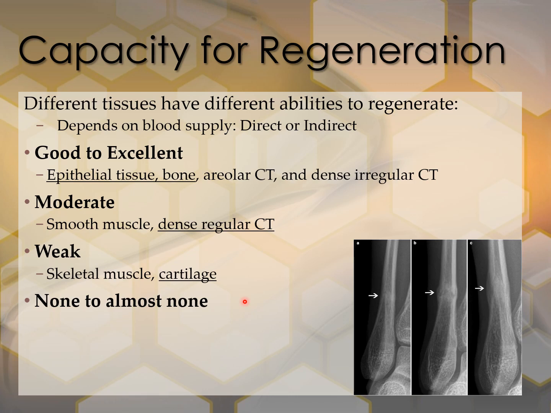Okay, skeletal muscle is also pretty bad at healing. Muscle is not very good at healing. Smooth muscle is a little bit better. Skeletal muscle is a little worse, but what is the worst? None to almost none. That is cardiac muscle and nervous tissue. So remember I said if you destroy a neuron, that neuron is not coming back. So neurons cannot divide. And we said epithelial tissue is great at dividing, great at regenerating. Nervous tissue has no regenerative ability at all.